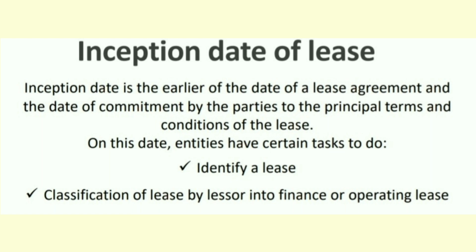On this date, two important tasks need to be done. The first one, to check whether the contract contains lease or not. And the second one is classification of lease into finance lease or an operating lease. And this classification is to be done from the lessor's point of view. Because we know that in lessee's books, there is no such classification. We are required to do same type of accounting for both the leases.